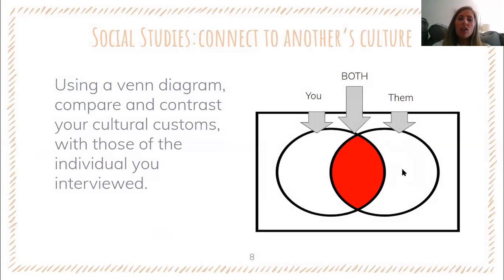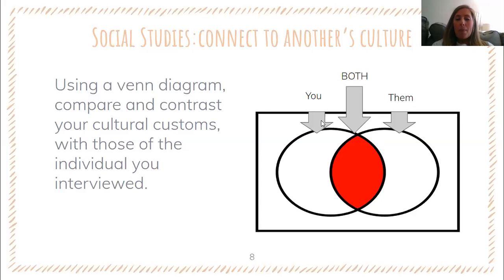You're going to compare and contrast your culture customs with those of the individuals you interviewed. So think about how your friends answered your questions today during our Zoom sessions, or maybe if you interviewed another friend outside of our Zoom sessions. Think about their answers and think about what they said compared to you.